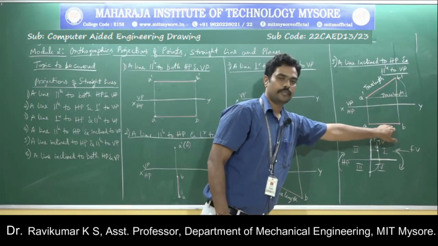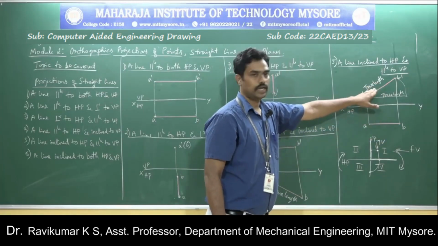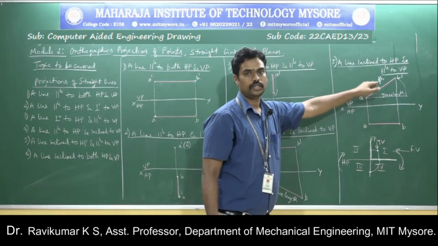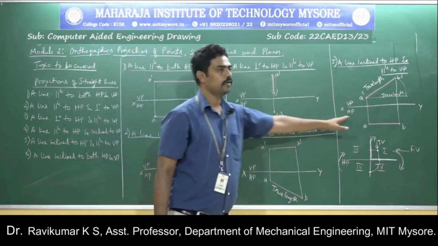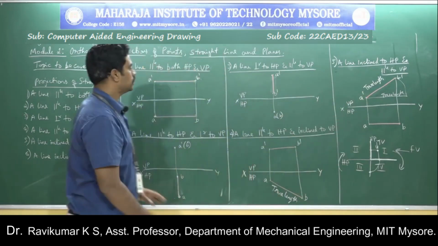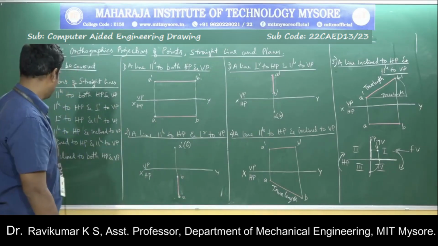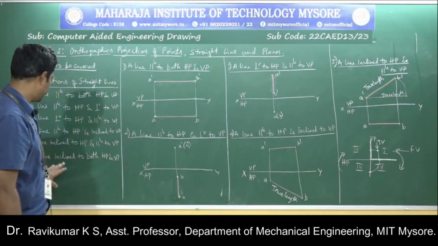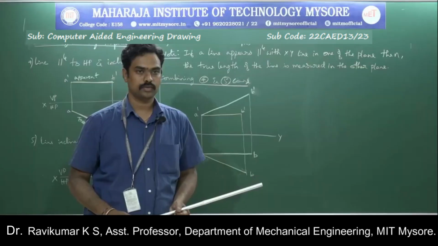If a line appears straight, parallel to XY, then the true length of that particular line can be obtained in the other plane. This is the concept I can extract using the fourth and fifth cases. So using this concept, we'll extend our discussion to the sixth case, that is a line inclined to both HP and VP, which is most important.